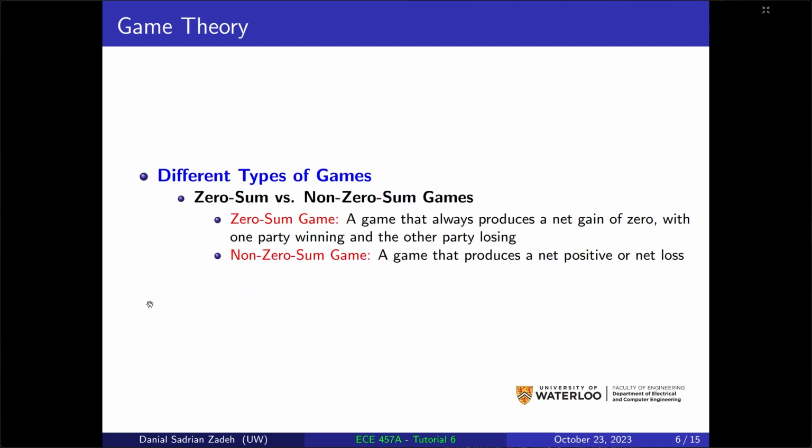The next type of game is zero sum versus non zero sum game. So, as is obvious from the name, a game that always produces a net gain of 0, with one party winning and the other party losing, is a zero sum game. But when we have a net positive or net loss as the result of the game, that will be a non zero sum game. I'm going to show you some examples for these types of games later on.